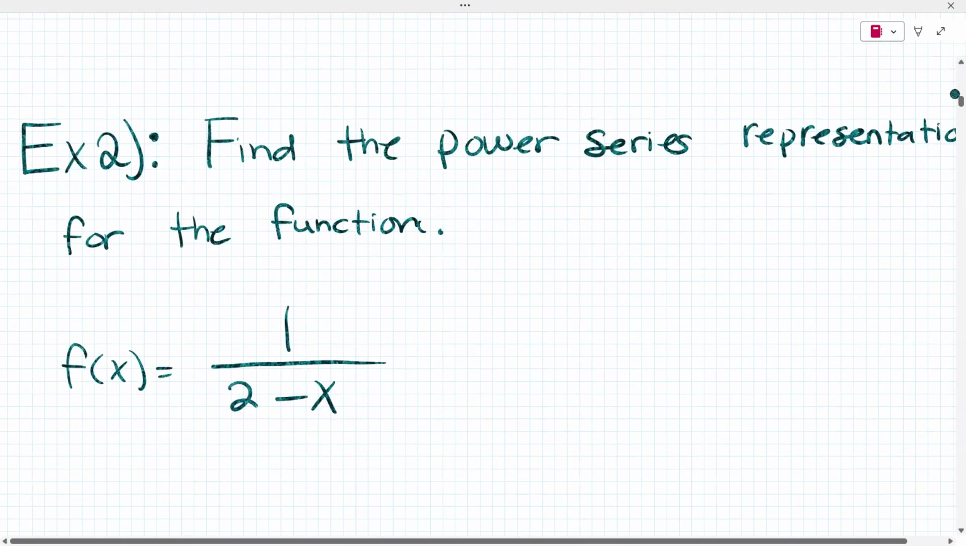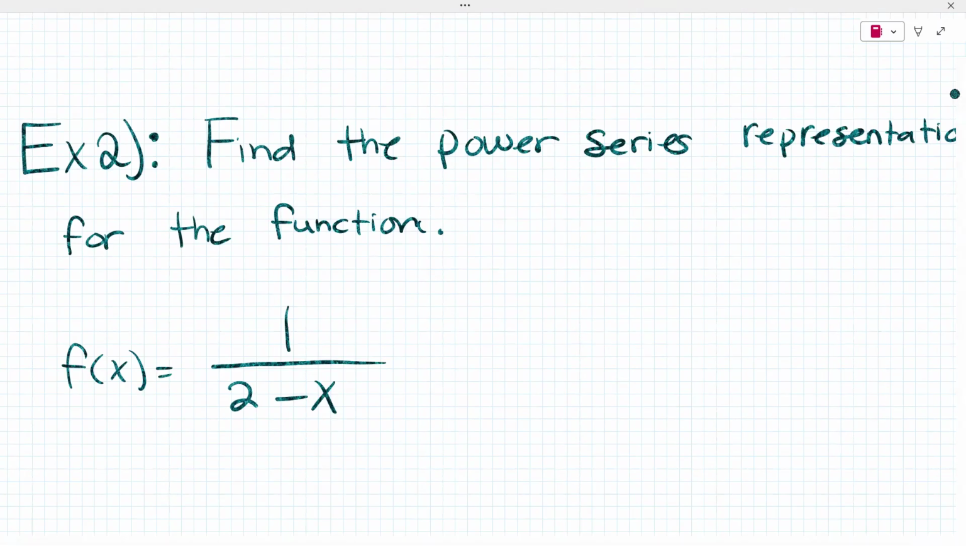Okay, let's look at example 2. Example 2 says find the power series representation for the function f of x equals 1 over 2 minus x.